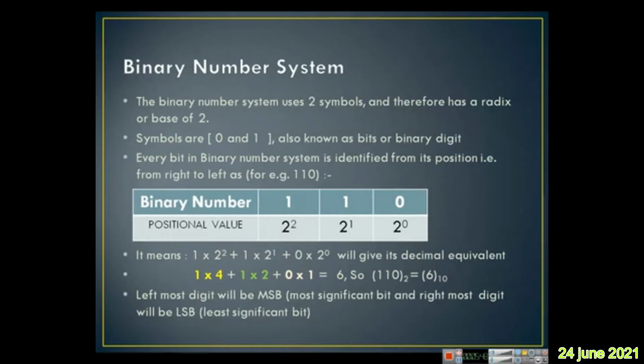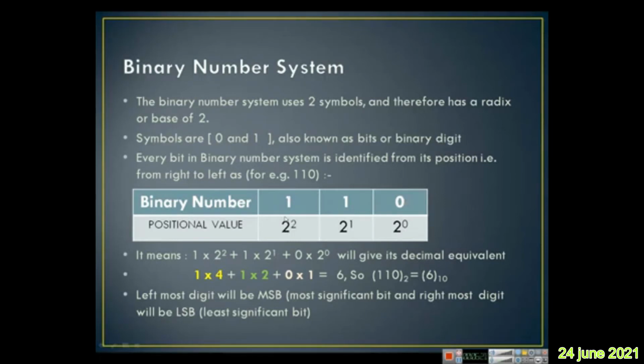Now, compare this to the binary number system. The binary number system uses two symbols and therefore has a radix of 2, with symbols only 0 and 1, also known as bits or binary digits. Every bit in the binary number system is identified by its position from right to left. Suppose the digits are 1, 1, 0. The positions are 2 raised to 0, 2 raised to 1, and 2 raised to 2. This leftmost 1 is the MSD, most significant digit, and this 0 is the LSD, least significant digit.